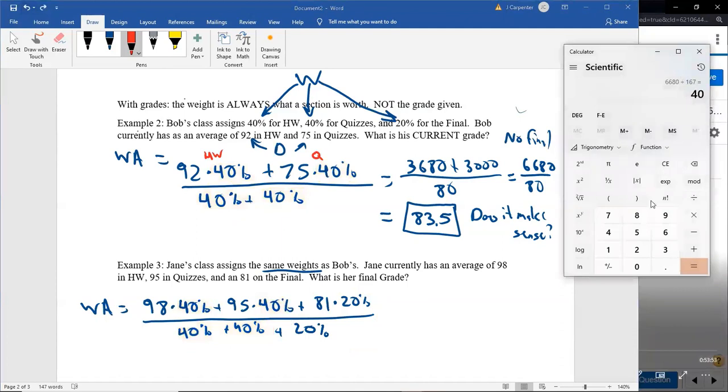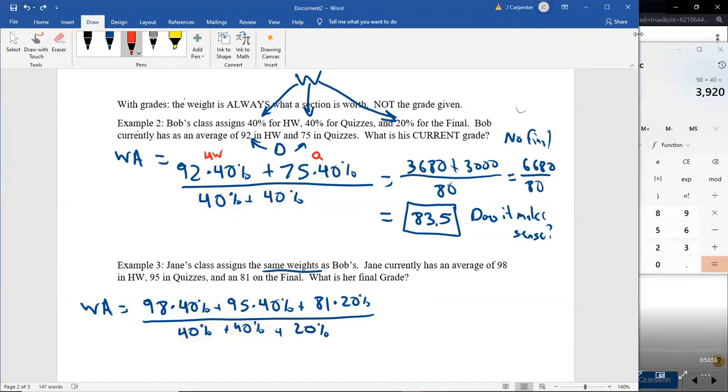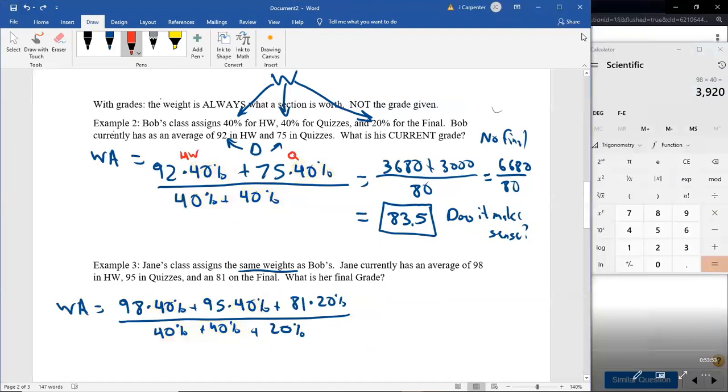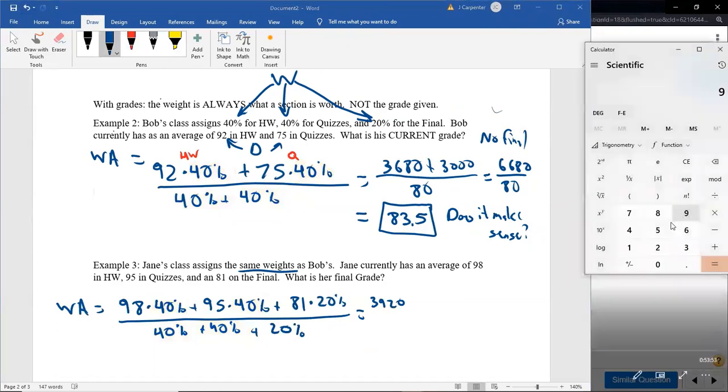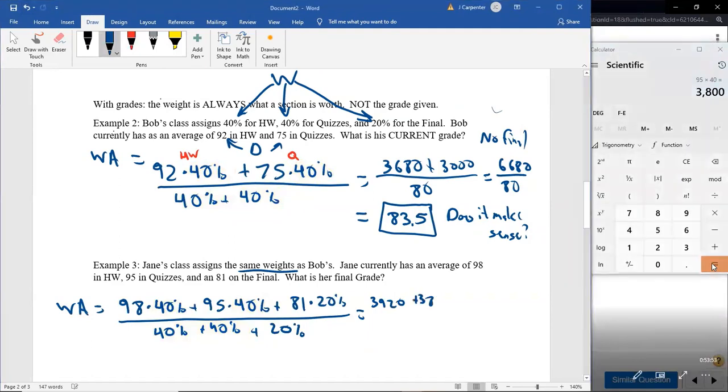All right, so let's do some math. We got the 98 times the 40, which is going to be 3,920. Let me just do this so I don't have to keep messing with that. Equals 3,920. Then we have the 95 times the 40, which is 3,800. Then the 81 times 20, which is 1,620. Then divided by 40 plus 40 plus 20, which is 100. Don't you dare put that in a calculator. Don't you dare.